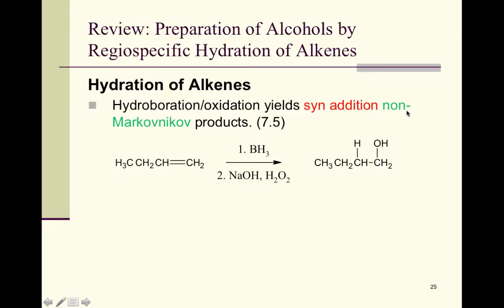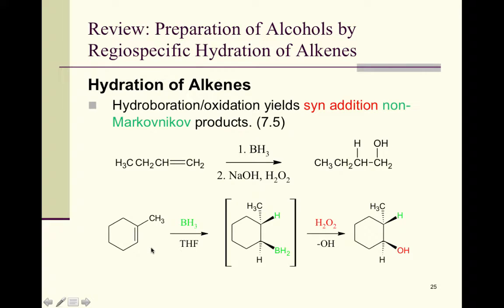Also, the second piece of this is non-Markovnikov. Looking at the second piece of this reaction, non-Markovnikov product, H is going to go across the double bond on the side with more hydrogens, OH on the side with fewer hydrogens. This is an example of demonstrating both syn addition and non-Markovnikov product. Note that the boron attaches first, and then the last step is where the OH gets attached.